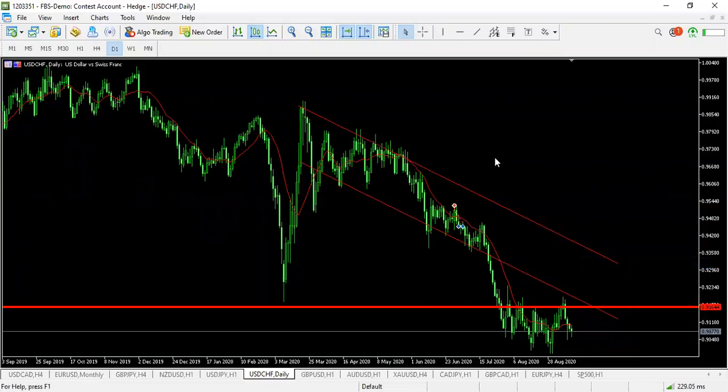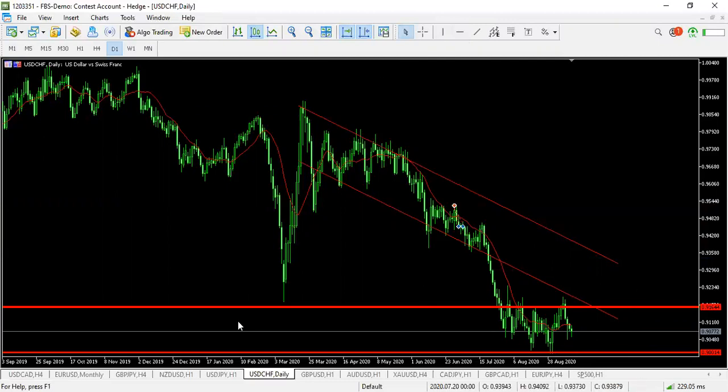Our pivot point here for this week is at 0.90 zone. So I just want to see this pair rotate lower to the 0.90 zone. Then I'll be looking to buy all the way to the upside.